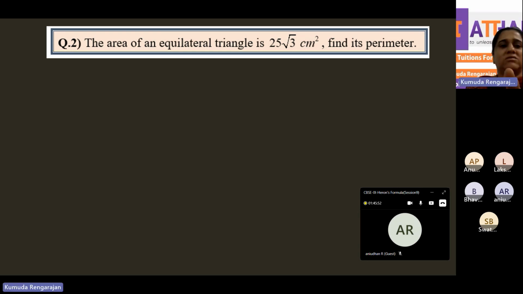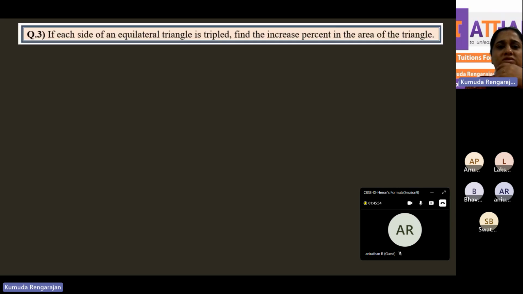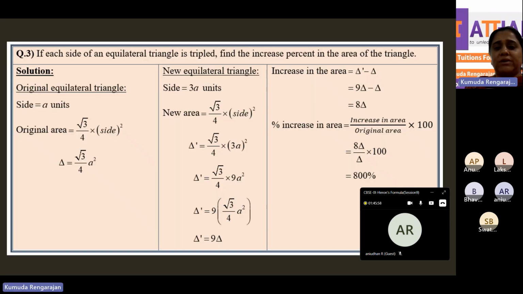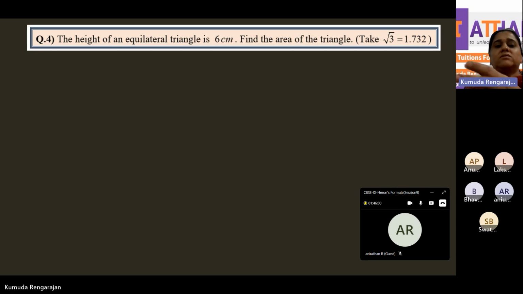So this is similar, no? Again, area only it is. We'll skip this. This I've done already for you. If it's tripled, I've done this. Yeah, this is the next question. Take down this. The height is given, find the area.